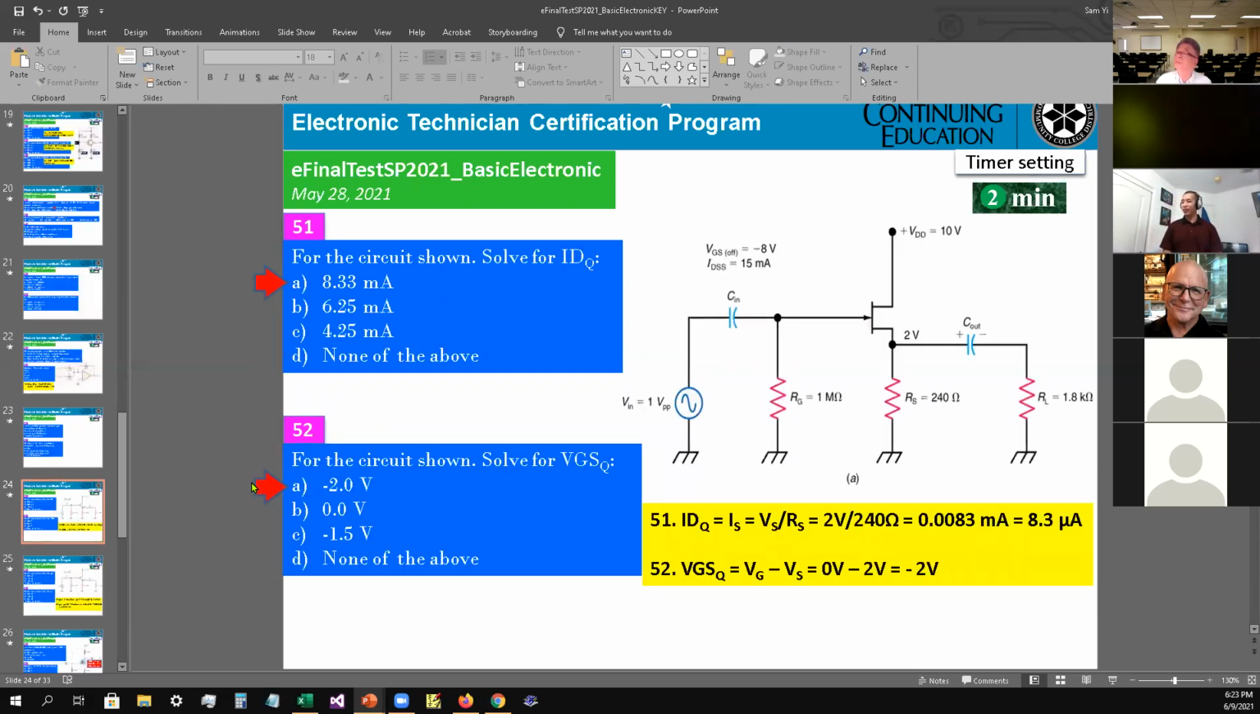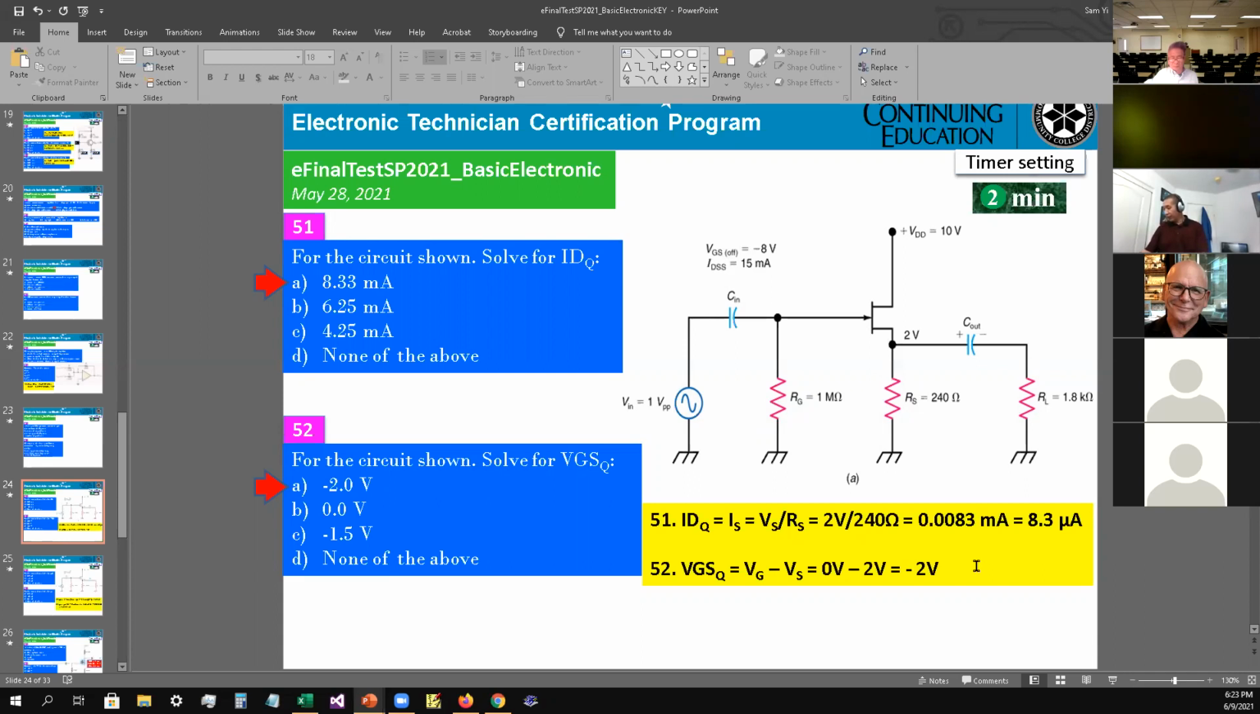51. For the circuit shown, solve for IDQ. IDQ is the drain current, which is the same as the current going through the source, since no current goes through the gate. So IDQ is equal to IS, which equals VS divided by RS. We know that VS is 2 volt divided by RS, 240 ohm. That gives you 0.0083 amps, or 8.3 milliamps.